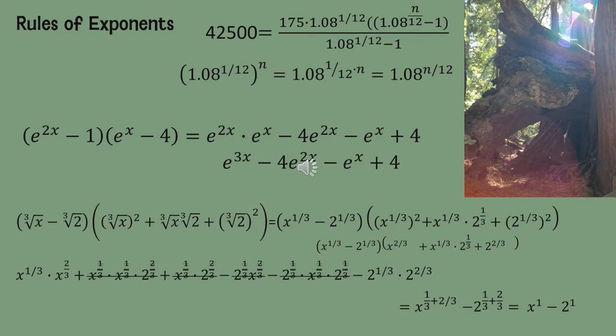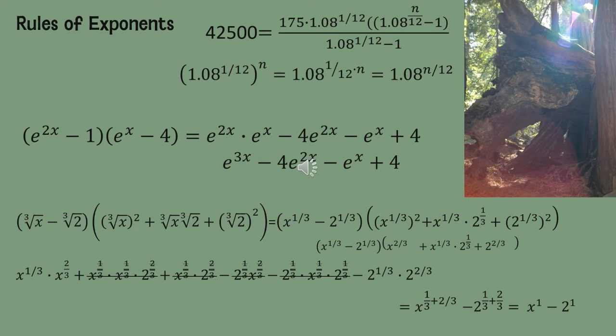Now that's an example in which you have the same base being multiplied, so you should add the exponents. 1/3 plus 2/3 is 1. So there's where my x to the first power comes from. And then similarly, you have 2 to the 1/3 times 2 to the 2/3, add those exponents, and you get 2 to the first power. So it's just an example that you could run across in other classes.